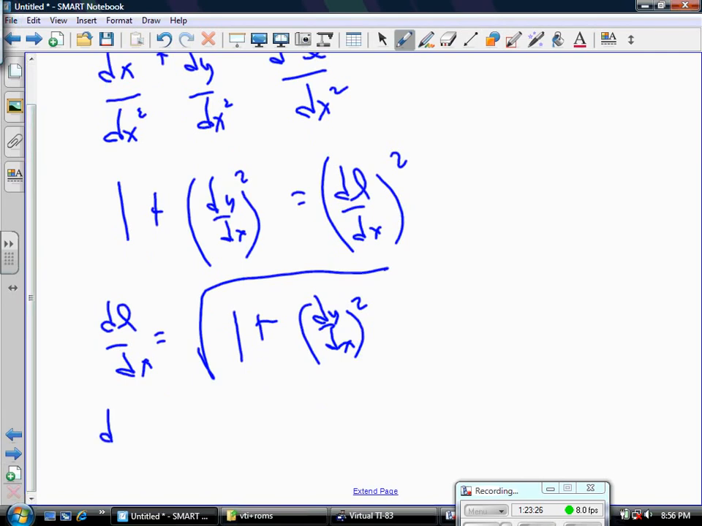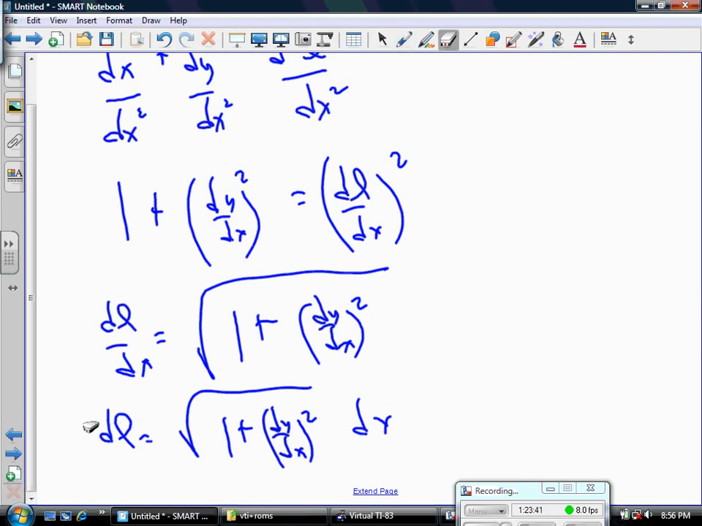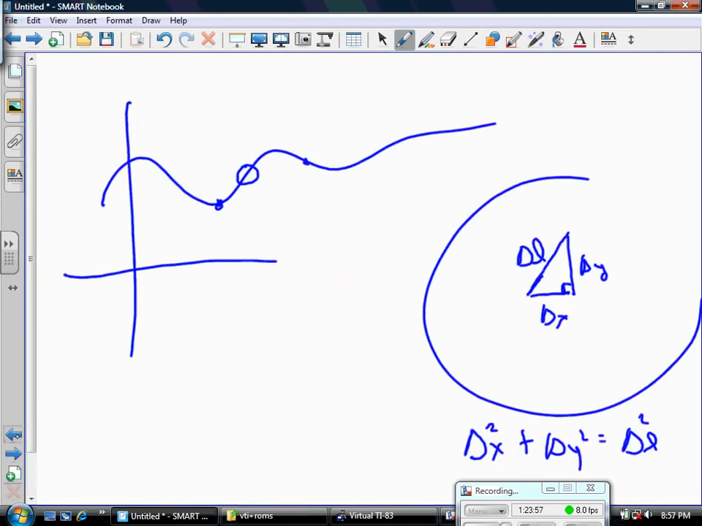Multiply by it. So dL equals the square root of 1 plus (dy/dx) squared times dx. Now that's dL. How do you get rid of the d so I get L? You integrate both sides, so this is sort of like solving a differential equation. So L is, in fact, the integral of that with respect to x from a to b, whatever x value you start at, whatever x value you stop at. So there's your formula for arc length.